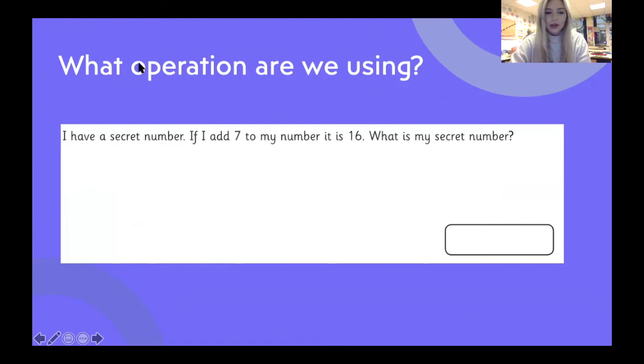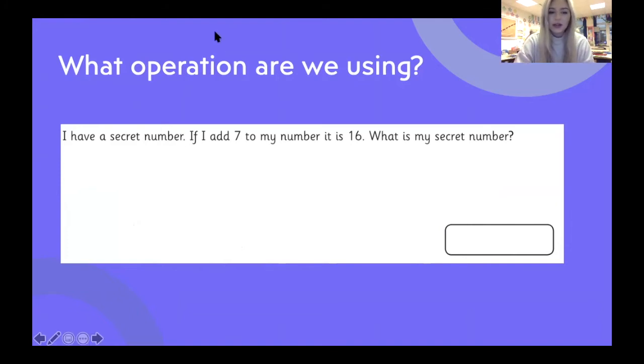Here we go. Now, I've put at the top here, what operation are we using? Because it can be a little bit confusing. The question is, I have a secret number. If I add 7 to my number, it is 16. What is my secret number? So when we add 7 to this number, it equals 16.